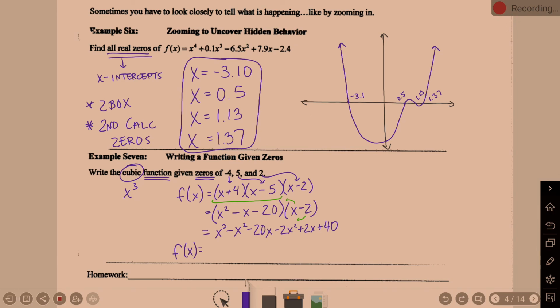So f of x equals, there's an x cubed, minus x squared and minus 2x squared, so minus 3x squared, minus 20x plus 2x, minus 18x plus 40. Did I make any mistakes? Matches with my answer key. That's always good. Be careful with your multiplying steps there. Okay, questions?